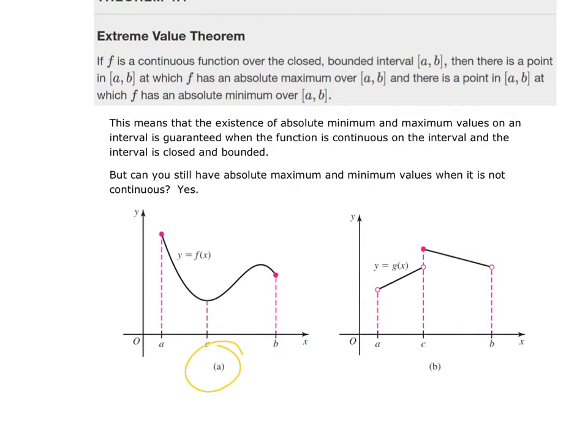I can have absolutes. But the three conditions that I have to have are that it has to be continuous, it has to be closed, and it has to be bounded. If those three conditions are met, then I am guaranteed to have an absolute max and an absolute min. Now, in the past, when we were in pre-calc 1, we did not include the endpoints, because we said for some open interval. Now we're in a closed interval, so we now include the endpoints.